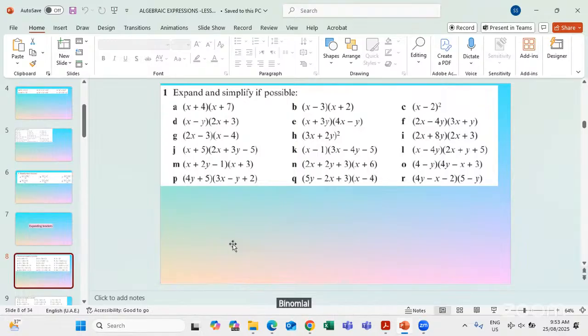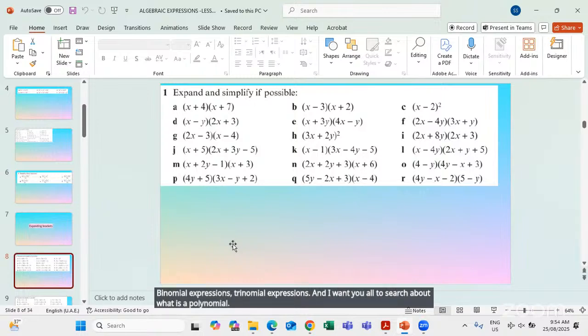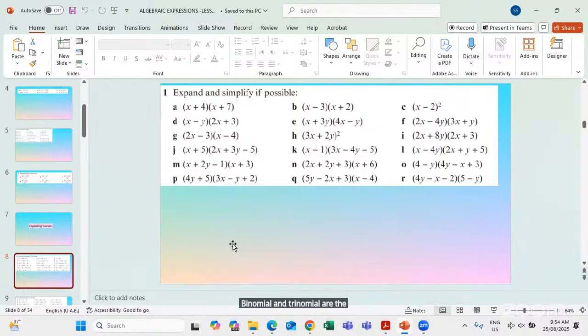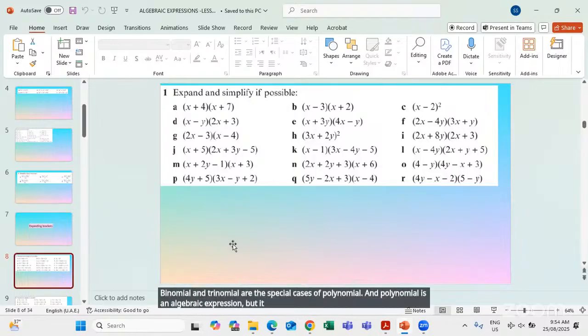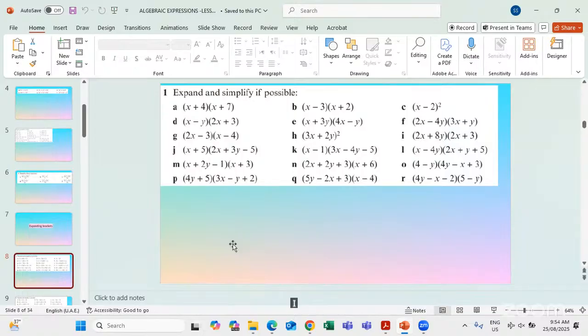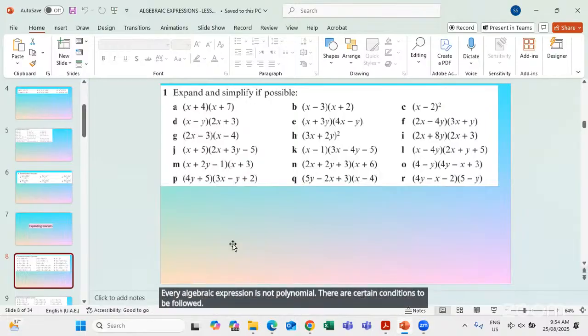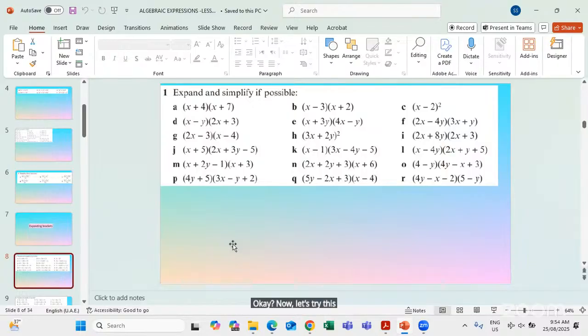Binomial expressions, trinomial expressions. And I want you all to search about what a polynomial is. Binomial and trinomial are special cases of polynomial, and a polynomial is an algebraic expression, but it follows certain rules. I want you all to search about it. What is the meaning of polynomial? Every algebraic expression is not a polynomial. There are certain conditions to be followed. Okay. Now let's try this question P. Here we have the first bracket as a binomial because there are two terms.